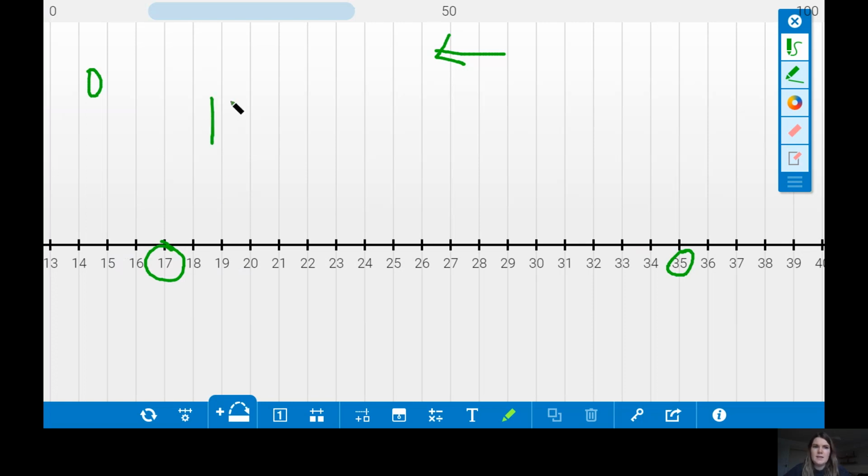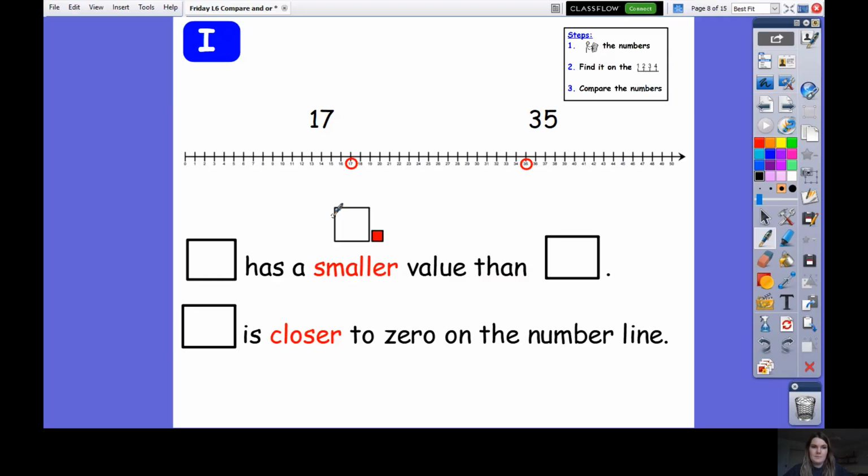So I think 17 is the closest number to 0. So which number is smaller, 17 or 35? Well, it's got to be 17 because 17 is closest to 0 and it's furthest on the left on the number line, which means it's got to be smaller than 35. So I'm going to say that 17 has a smaller value than 35 and 17 is closest to 0 on the number line.